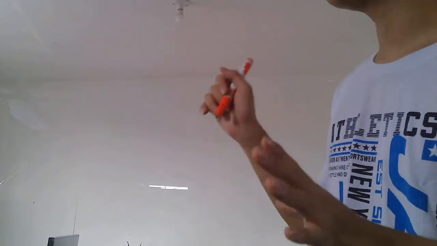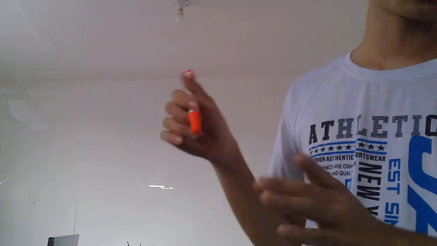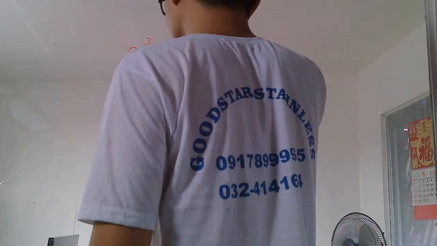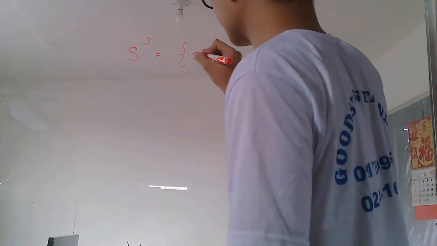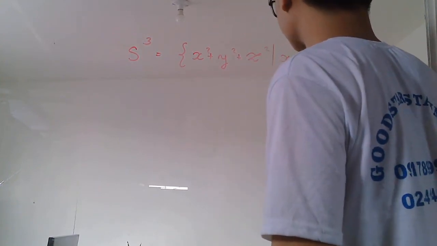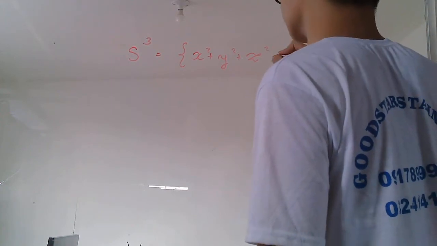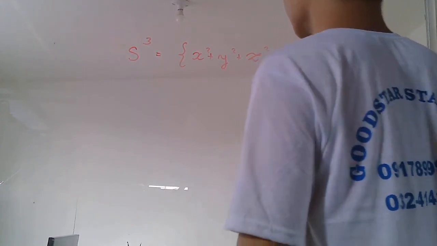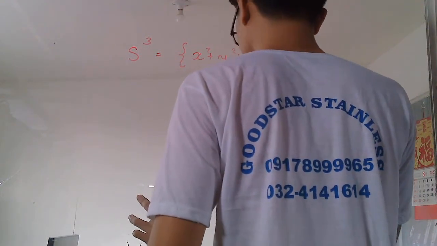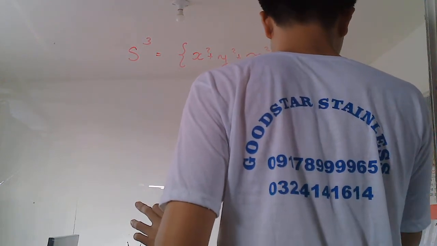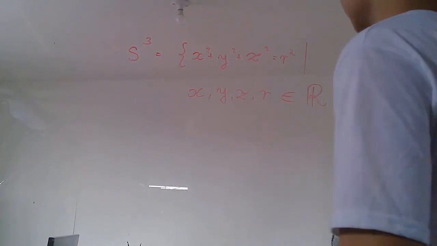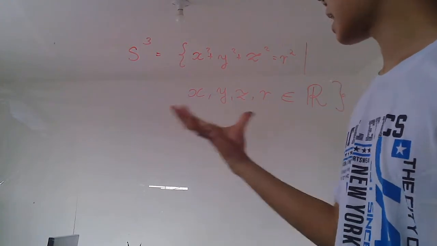Now, an example of this would be B3 or S3. S3, a shell, it's just a shell, can be described via this definition: x squared plus y squared plus z squared equals r squared, such that x, y, z are elements of, let's say, the reals. Okay, so this is an example of an atlas.